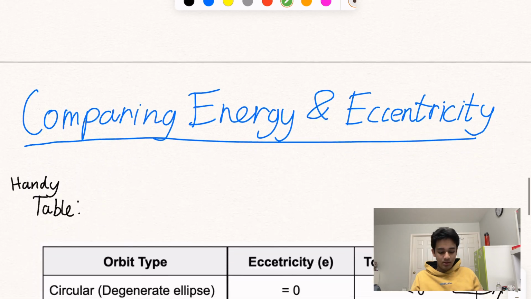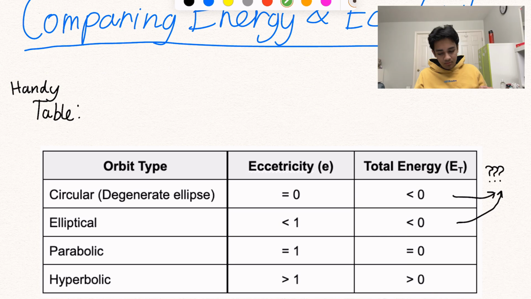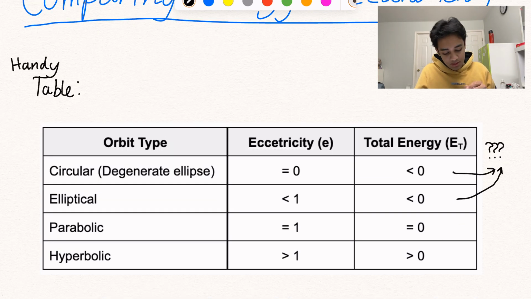Let's start comparing the energy and eccentricity between the four now. So this is a very handy table. We have the orbit type here, we have eccentricity, and we have the total energy. So circular orbits, their eccentricity is 0, as we mentioned earlier in the video, and their total energy is less than 0. This might not make sense right now, but we'll come back to this.